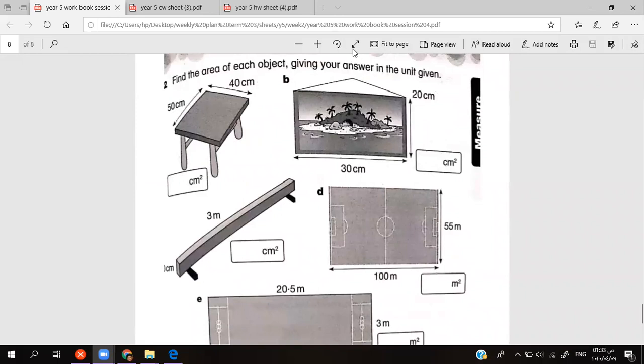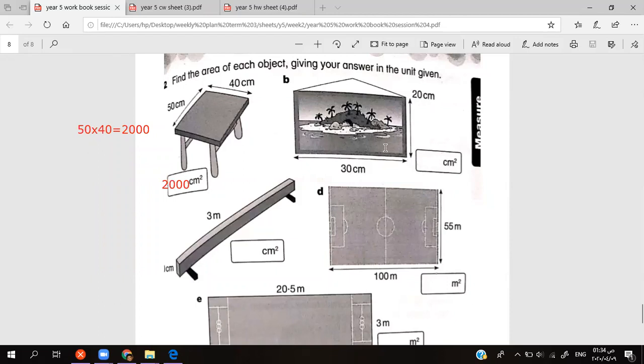So I'm gonna do what? Here I'm gonna multiply the 50 by the 40, which is gonna give me, the 2 zeros will go out, and 5 times 4 is 20. So this is 2000 centimeter square. Okay. What about here? Centimeter square, the answer, and they are both centimeters. So this is good. Can you do number B, please, for me? Pause me. Do number B and come back.